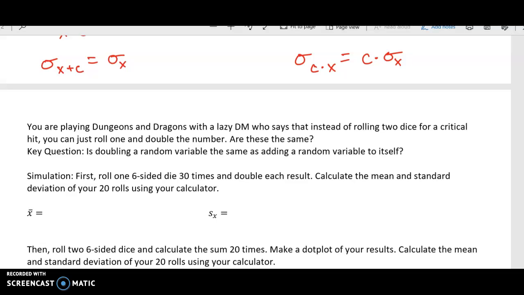Okay, we're playing Dungeons and Dragons with a lazy DM who says that, I definitely stole this problem, instead of rolling 2 dice for a critical hit, you can just roll 1 and double the number. Are these the same? The key question is, is doubling a random variable the same as adding a random variable to itself? Well, we're going to figure that out.